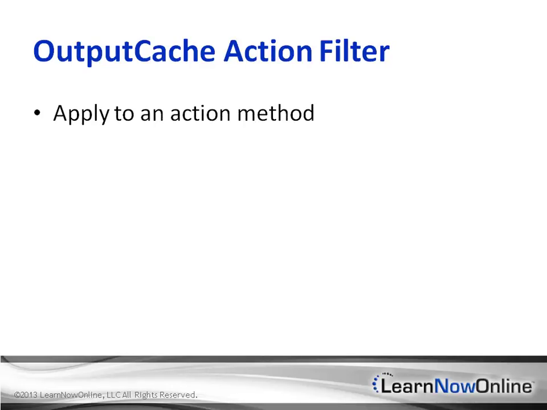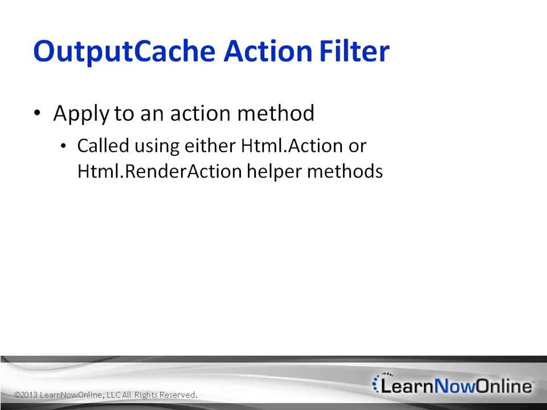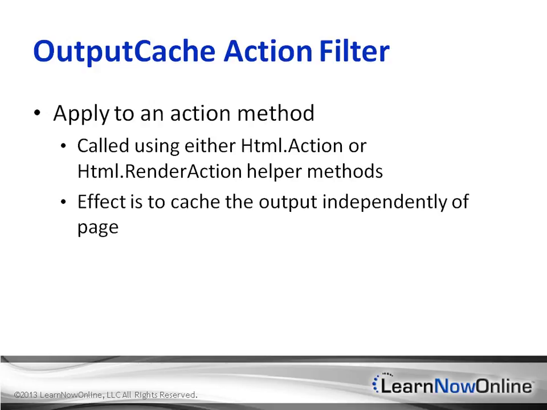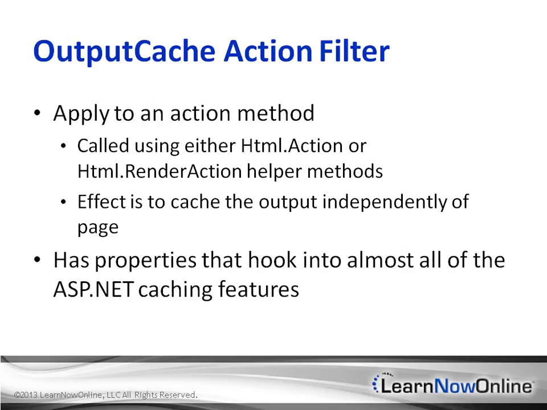In MVC, you can apply the output cache attribute to an action method that you call using either the HTML action or HTML render action helper methods. The effect is to cache the output of the child action method independently of the page. Output cache has properties that hook into virtually all of the ASP.NET caching features, with the exception of the vary by control property, which really wouldn't make sense in MVC since a server control is a bit of an irrelevant concept. Output caching is implemented as an action filter attribute, like others you've seen throughout this MVC4 course.